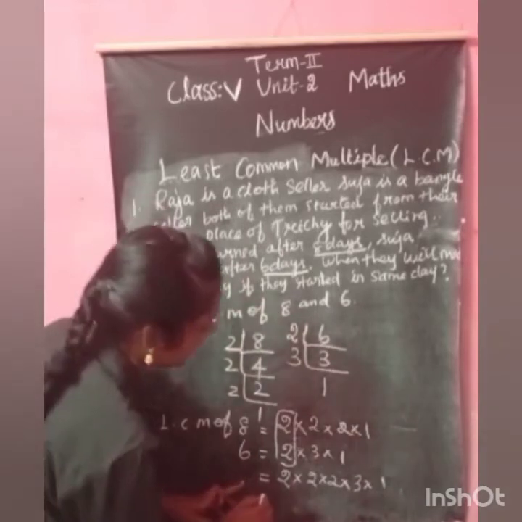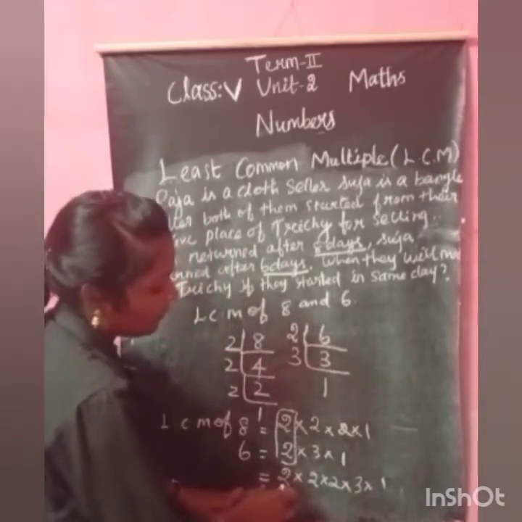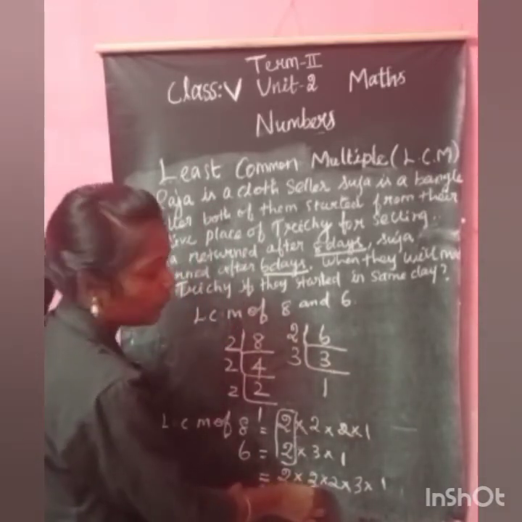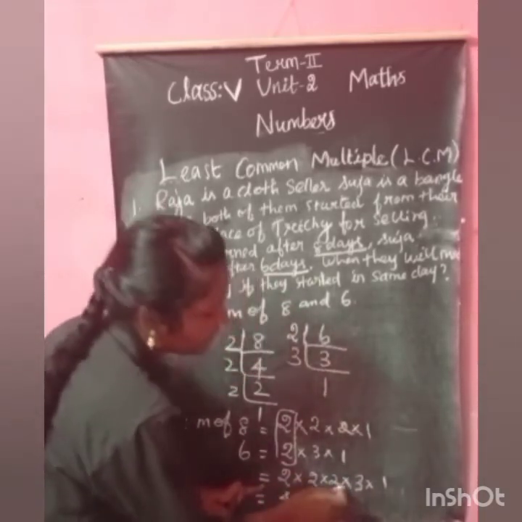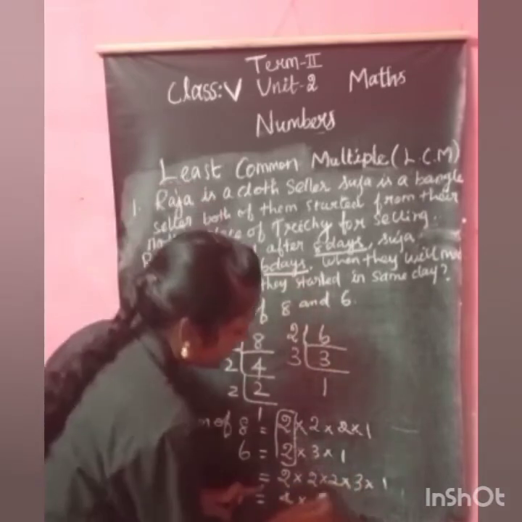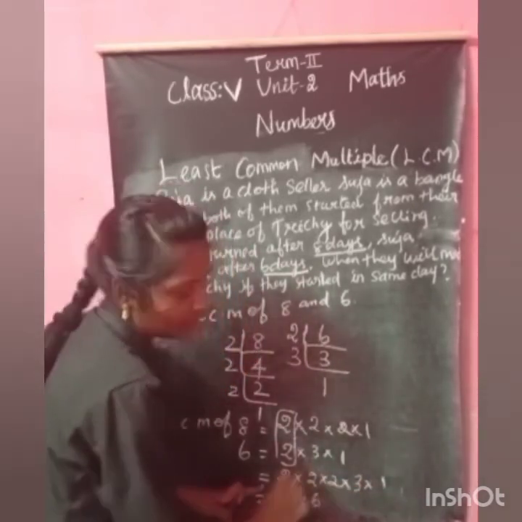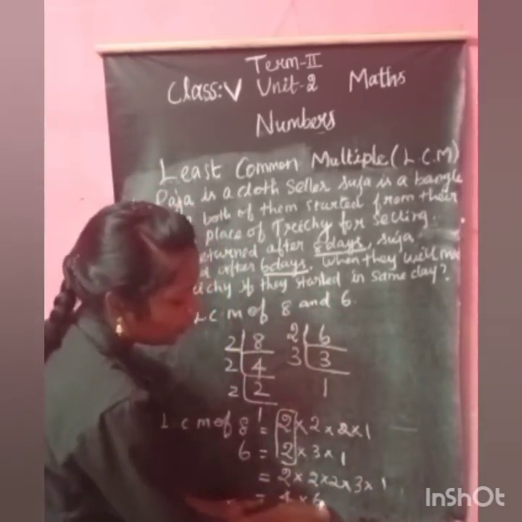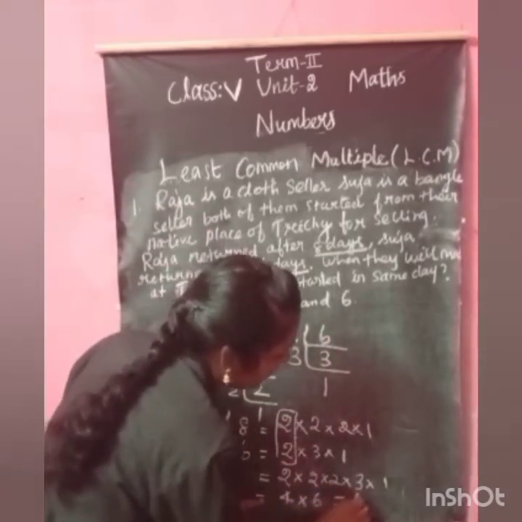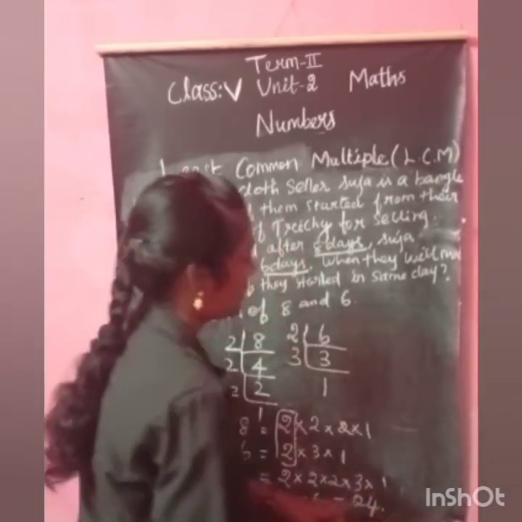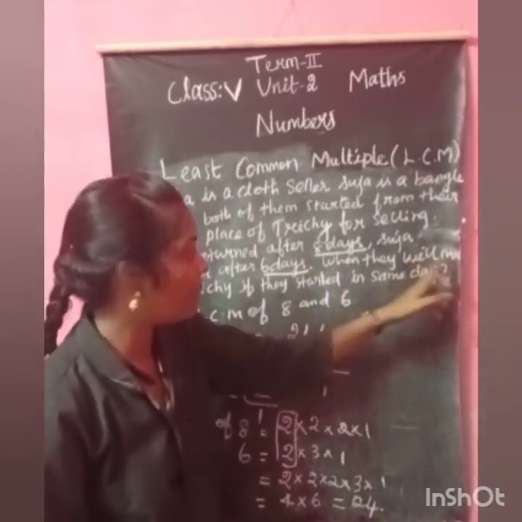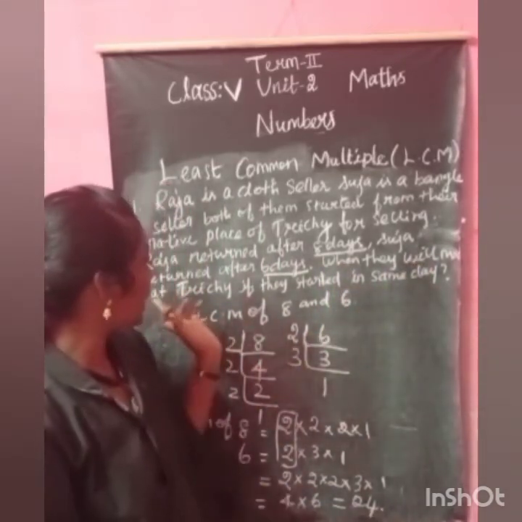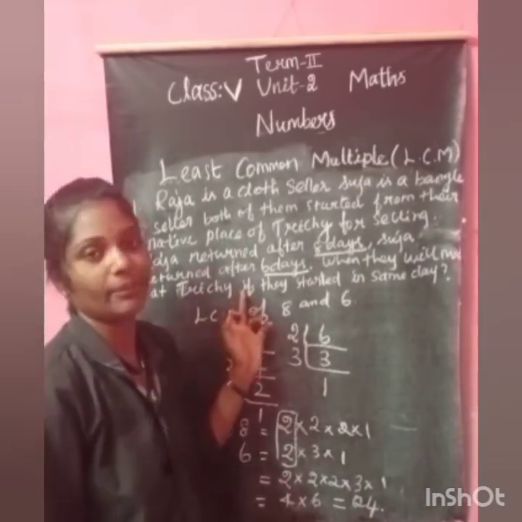Okay? Next, now multiply, children, 2 to the 4. So 4 into 2 into 3, 6. 6 into 1, 6. Therefore, 4 sixes are 24. They will meet on the 24th day at Trichy.